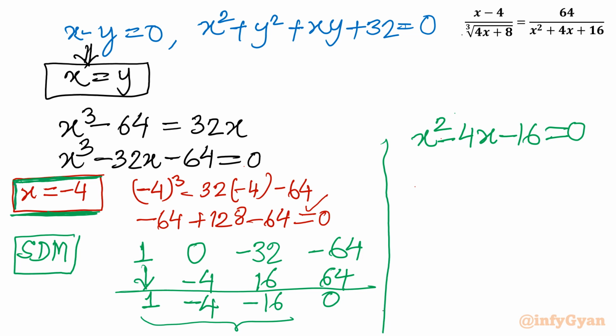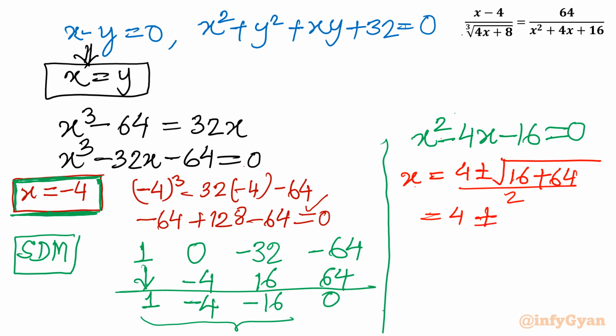Now we are looking for whether there is any other real solution. So for that we will solve this quadratic equation. Let us solve. x equal to minus b, so 4 plus minus under the root b square 16 minus 4ac 64, divided by 2a, 2. 4 plus minus square root 80, 16 times 5 is 80, so let me write 4 root 5, divided by 2. So I can write 2 plus minus 2 root 5.